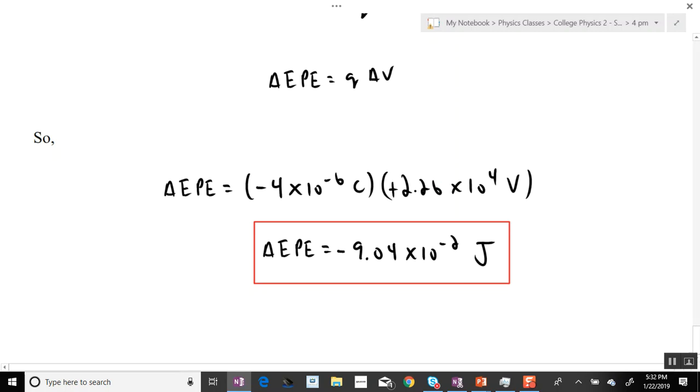But then, of course, we just went over it. It should be negative, right? Because you have a negative going towards a positive. So it should be negative. All right, so does that make sense?